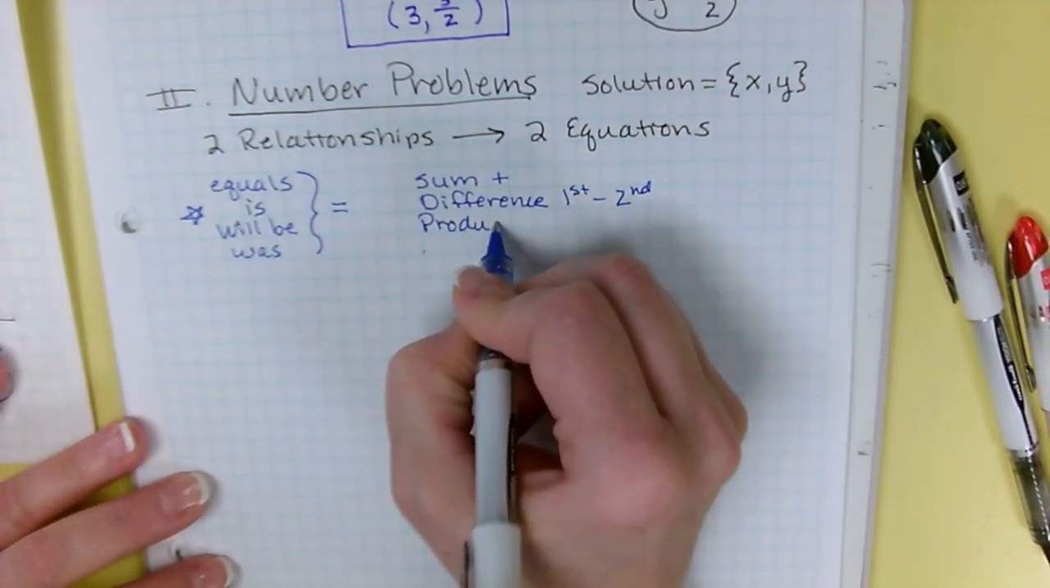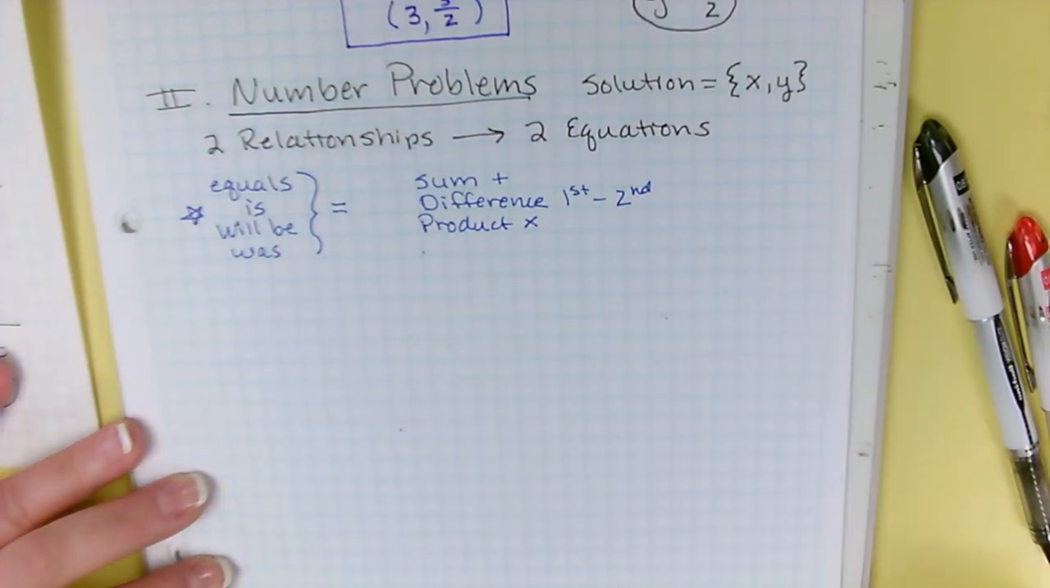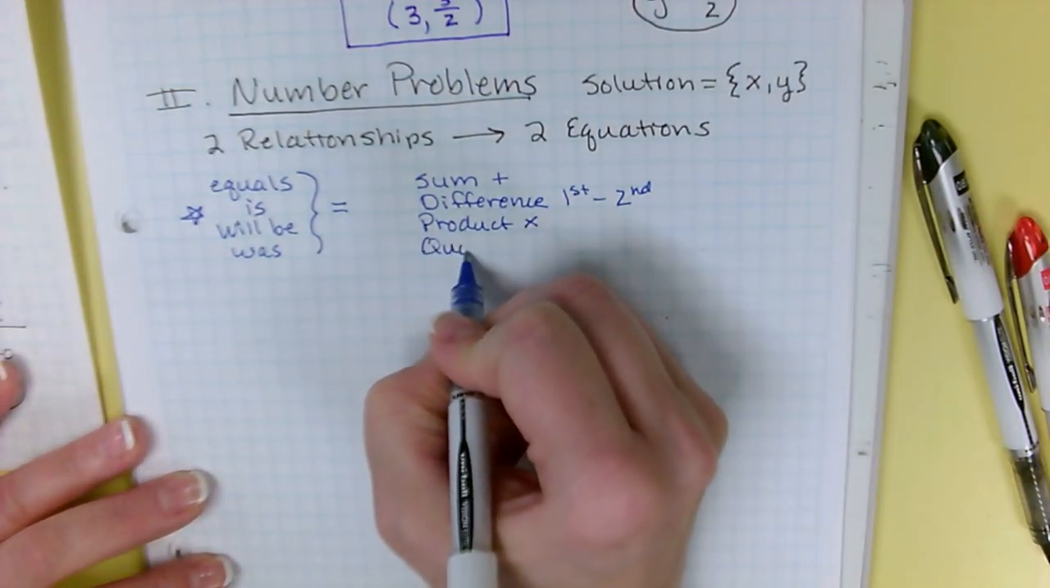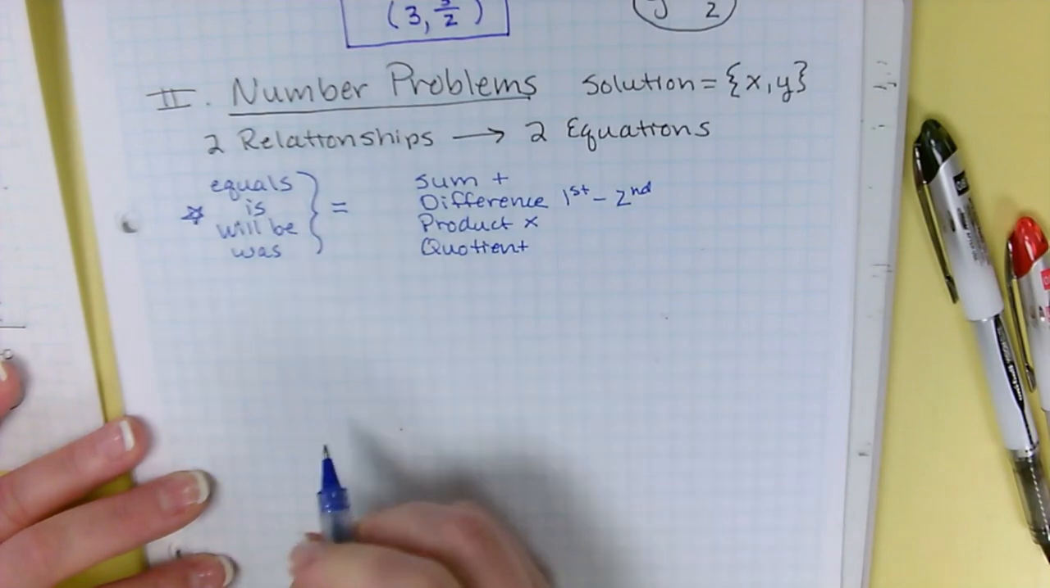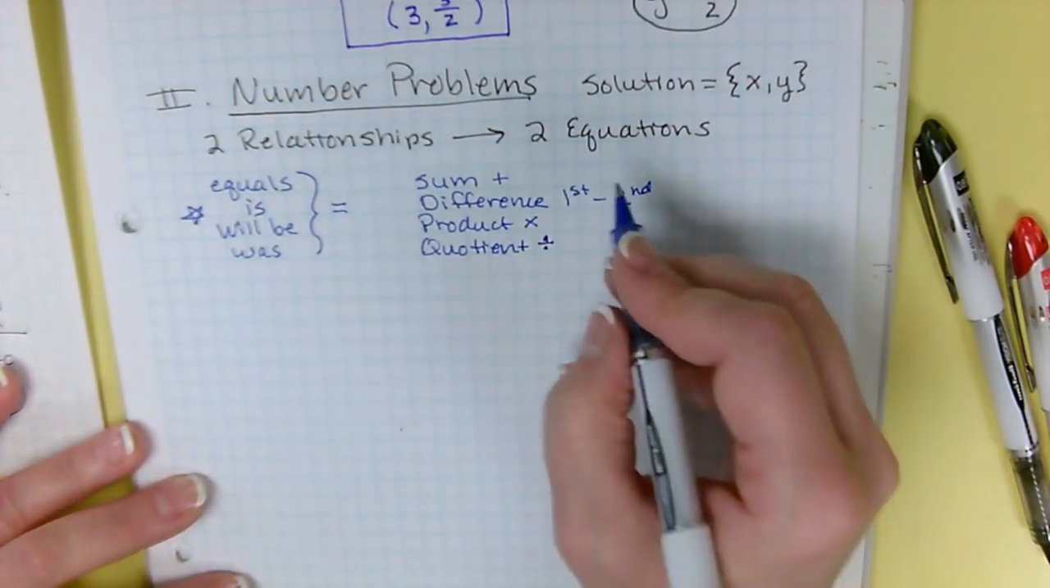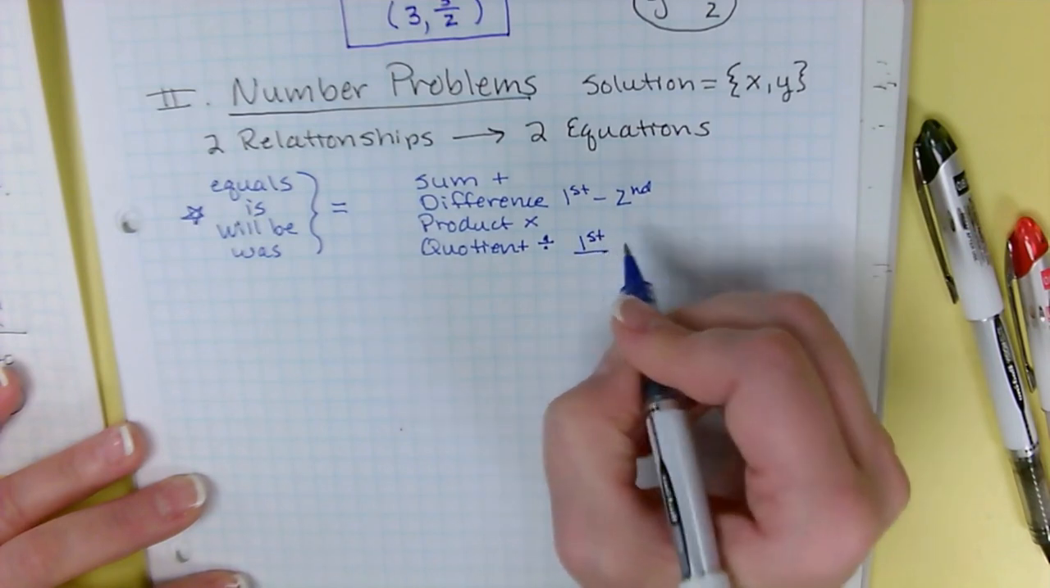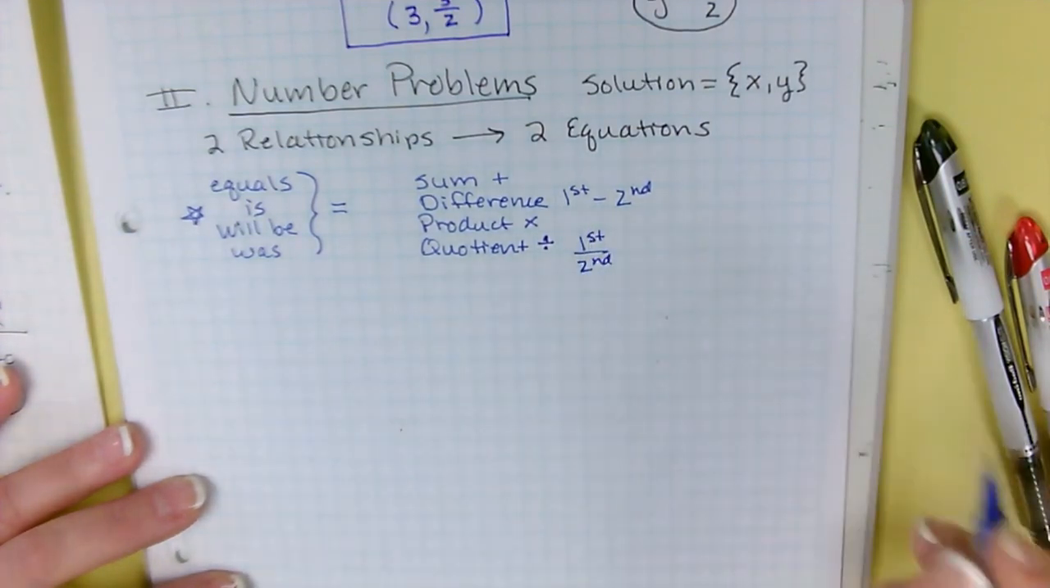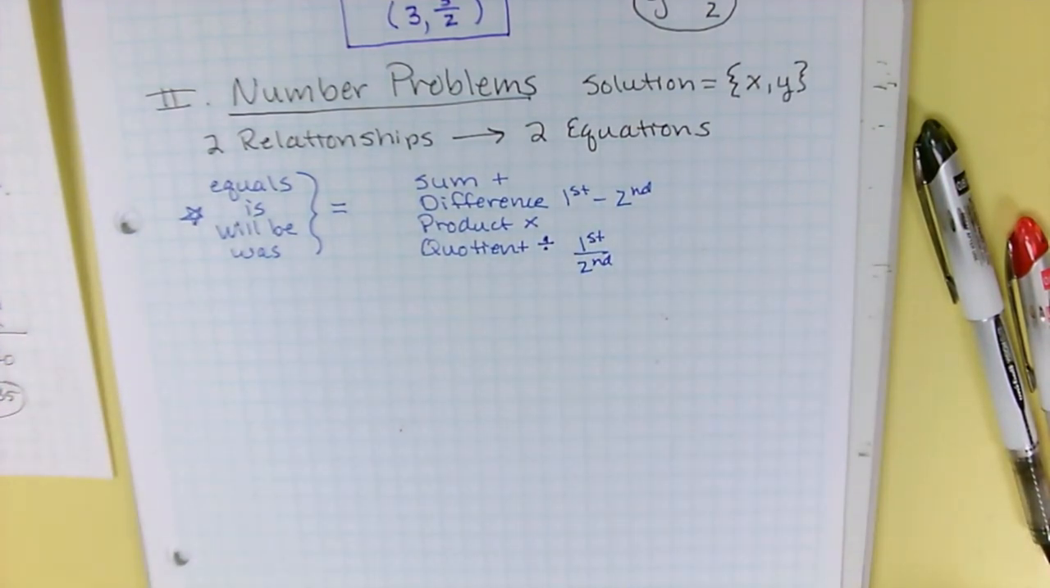The word product. Product means multiply. We've worked with the word quotient, which means divide. And if you're going to do quotient, it's always the first over the second, whatever they mention first over the second. So like the quotient of 16 and 2 is 16 over 2, which is 8. So first number over second number.